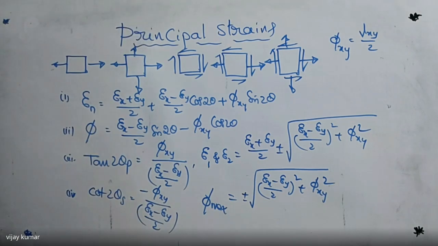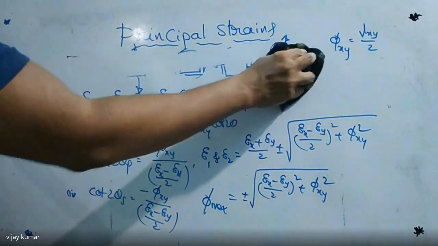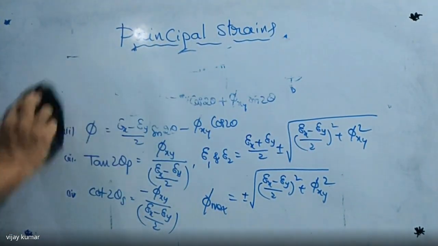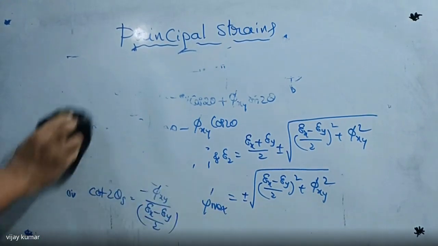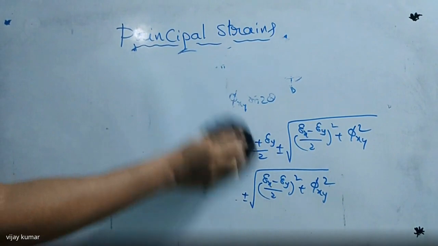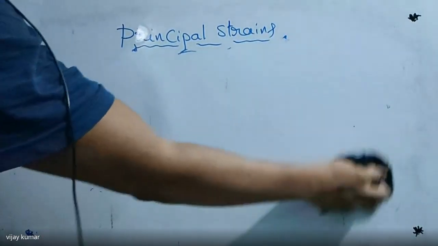So you have to remember, from the GATE point of view, most of the questions are given on principal stresses. One or two questions are given on principal strains. Questions are given directly in the GATE examination, so take care about the formula. There is no difficulty, directly substitute. Stresses are replaced by strains, that is the only difference.